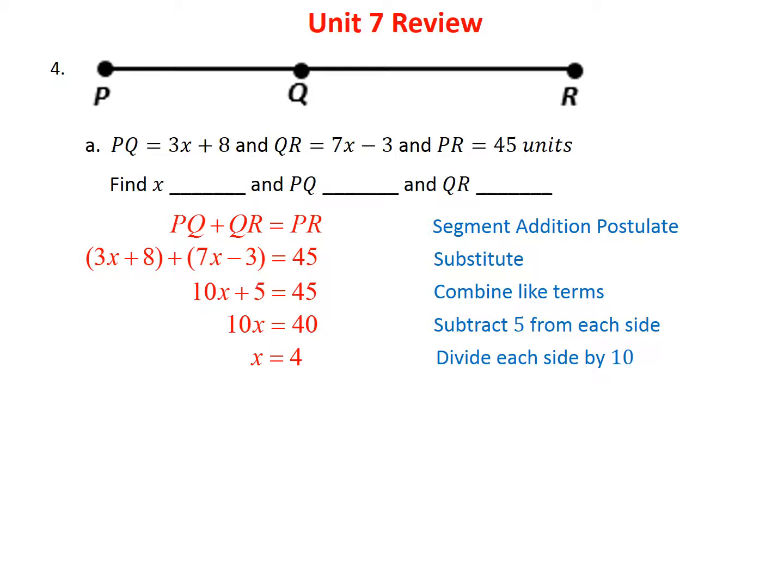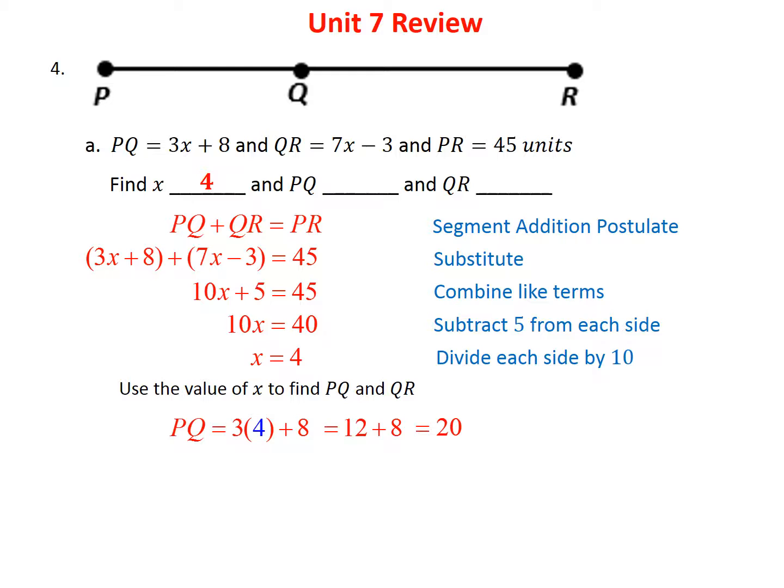Now be very careful on the test, because often in a multiple choice question they'll give you this answer, x equals 4, but we're not finding x on the test, although here we are finding x. To find PQ now, we're going to use the value of x and put it into the expressions for each segment. So PQ now is 3 times 4 plus 8. So that's going to be 12 plus 8, or 20. And likewise, QR is going to be 7 times 4 minus 3, or 28 minus 3, which is 25.